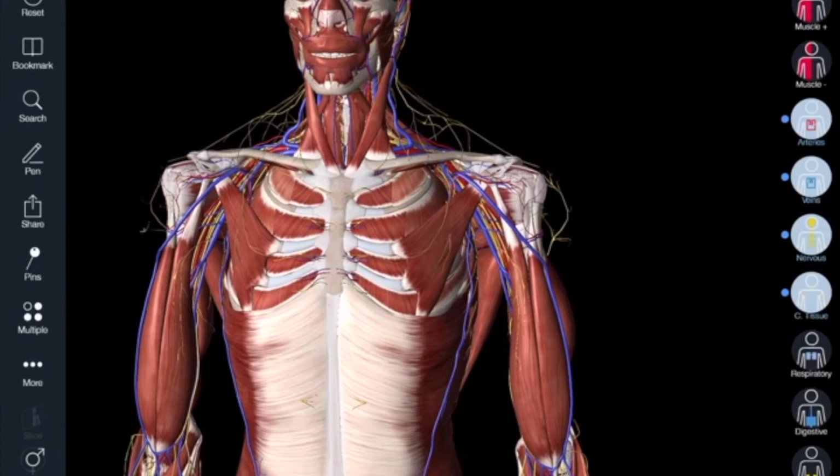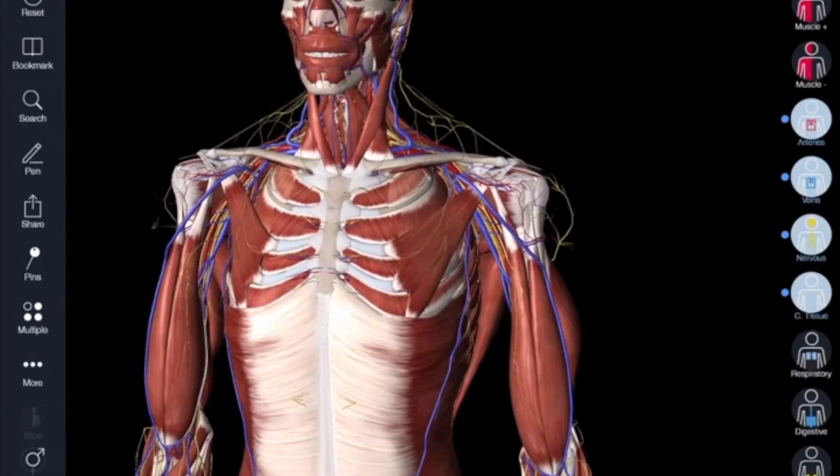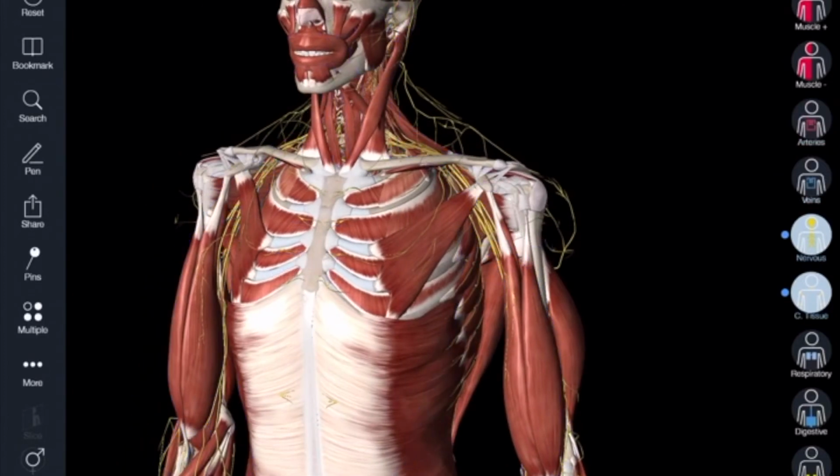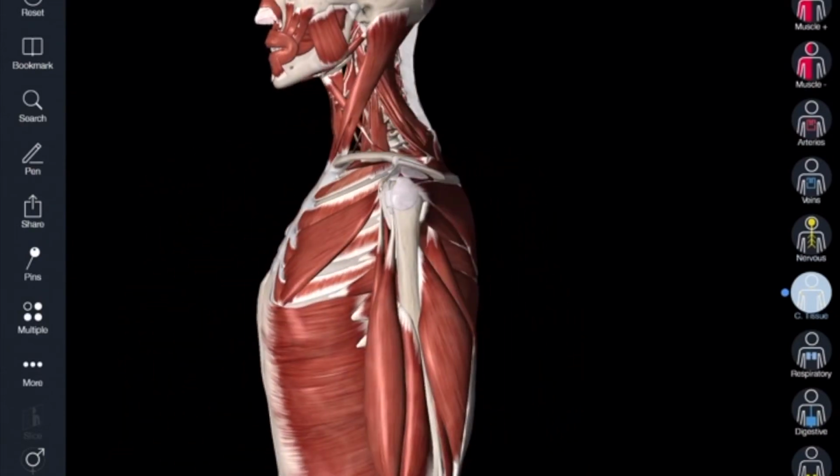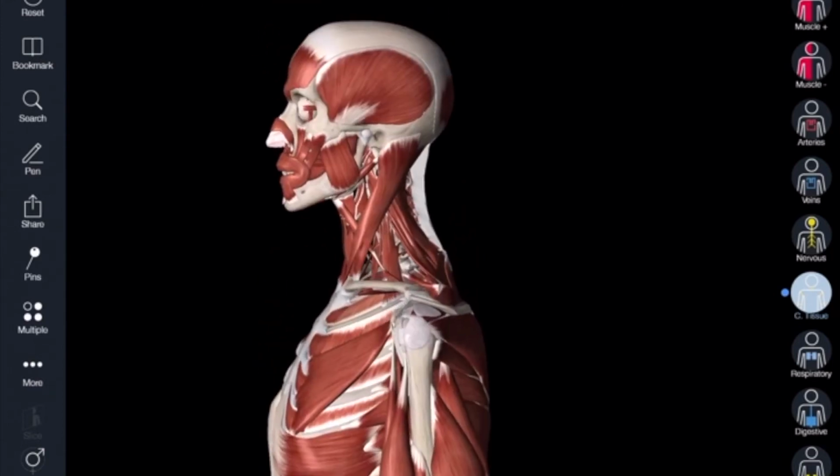All right, we have one more muscle to talk about here. I'm going to take off arteries, veins, and nerves, get back to just muscles, and we're going to talk about sternocleidomastoid. Sternocleidomastoid is our last muscle in this video. It is named for its attachments: the sternum, the clavicle, that's the cleido part of it, and the mastoid process of the skull. So let's find those.